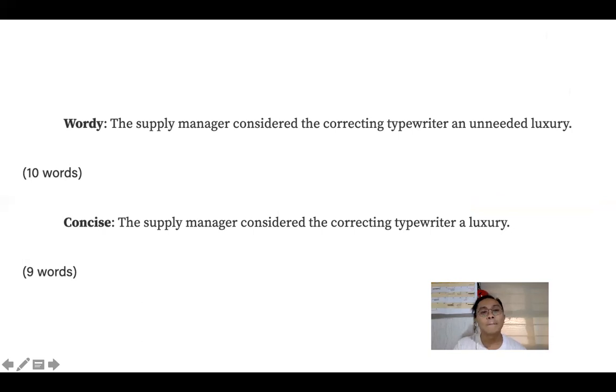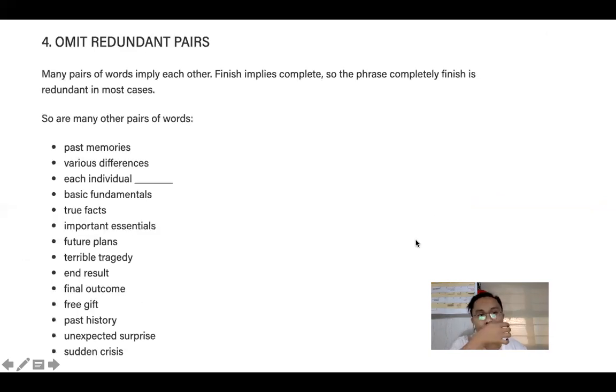Okay, gets? And the next one, we can omit redundant phrases or pairs of words. So many pairs of words imply each other. Finish implies complete, so the phrase "completely finished" is redundant in most cases. Di ba madalas natin sila sabi, "I'm completely finished." Yung finish kasi, it implies you're complete. So "completely finished" is actually redundant.